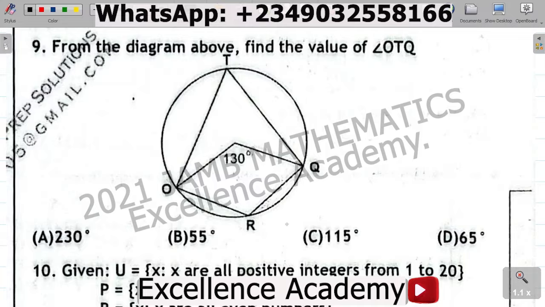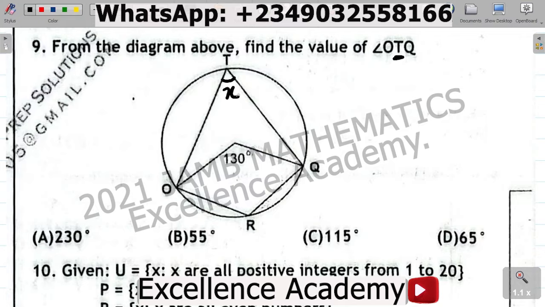Now, this question has to do with geometry, circle geometry. For cases like this, we are asked to find the angle OTQ. Simply, that means the angle attached to T, which is this angle here. Let's call this x. So this is OTQ. Basically, what you're supposed to find is the angle attached to the middle one there, which is T.